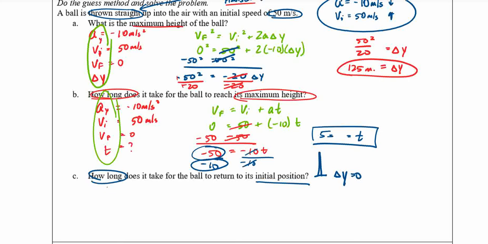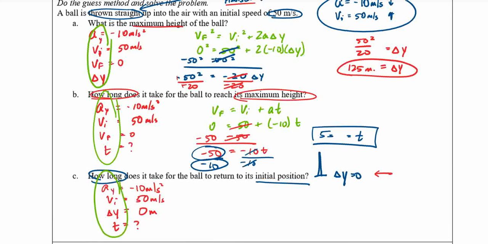So for my knowns, again, the acceleration in the y direction is still negative 10 meters per second squared. My initial velocity, because we threw it straight up, is 50 meters per second. We're going to the initial position, so my extra piece of hidden known information is that my delta y is 0 meters. And we're looking for time yet again.